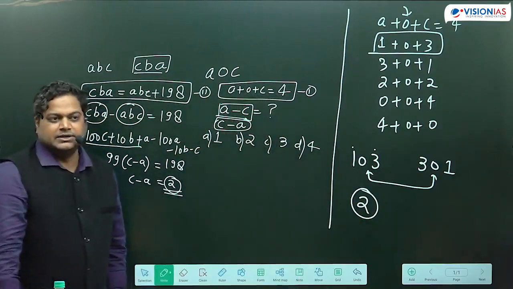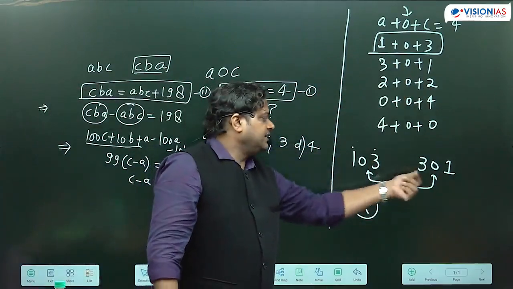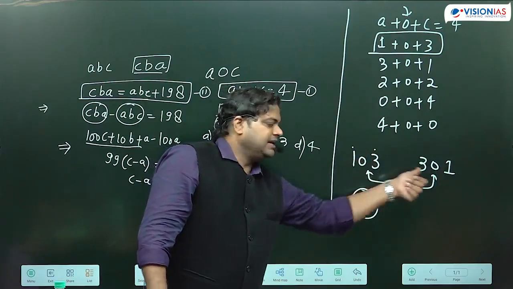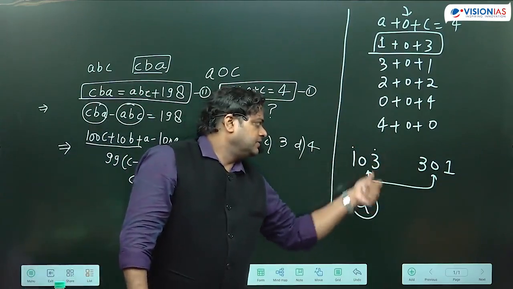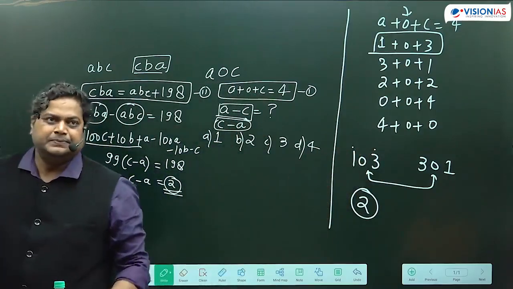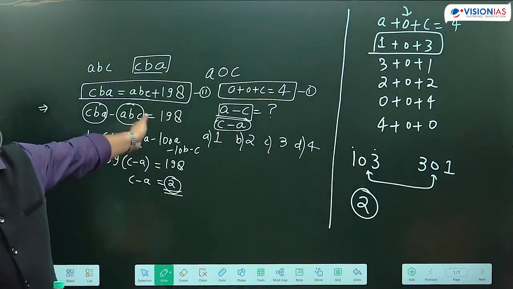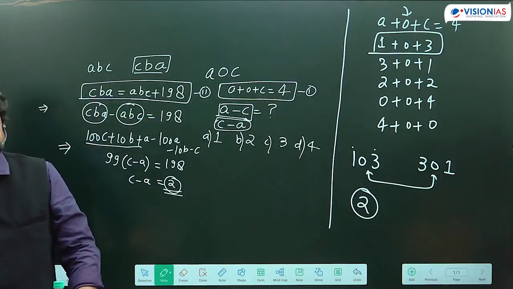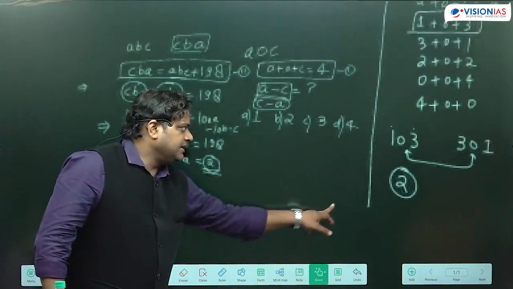3 minus 1 is 2. Or if we take 301, after reversing the digits we'll get 103. Difference is coming 198. That means this is the number. So the difference of first and last digit, 3 minus 1, we are getting 2. Correct. This is the method, by applying the place value concept we can get the answer. Okay. Did anyone not understand this?